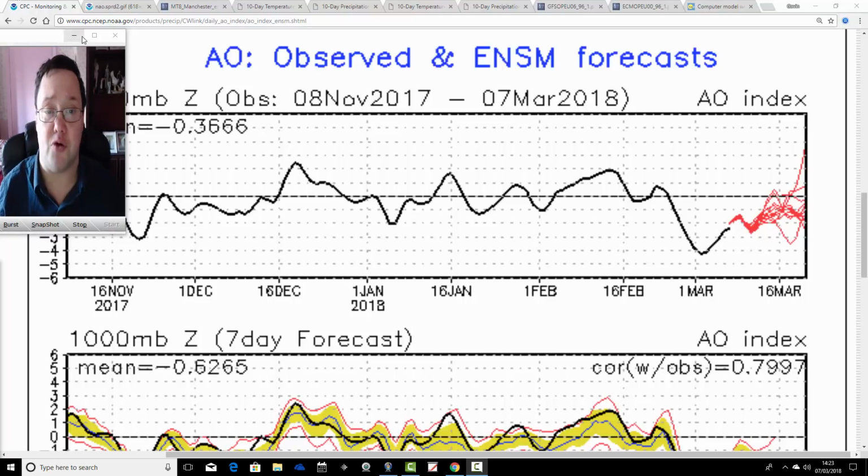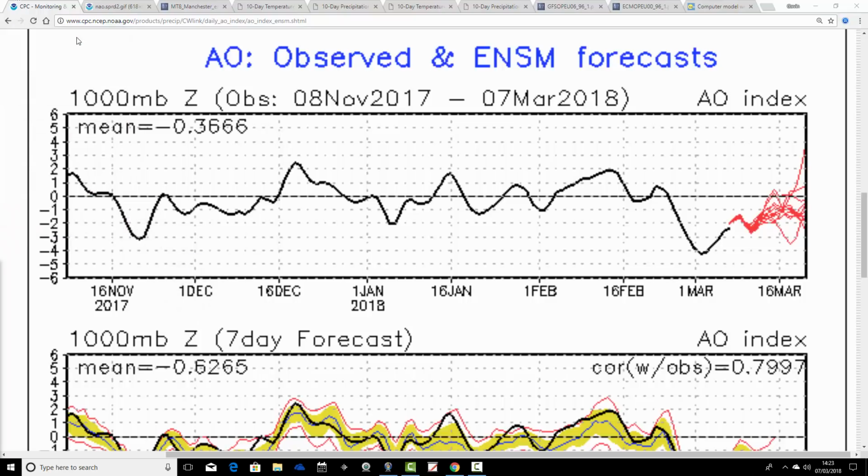We're going to start off having a look at the Arctic and North Atlantic oscillations. So this is the Arctic oscillation observed and forecast chart. The black line here tells us where we've been with the Arctic oscillation. The red lines at the end are where the GFS ensembles are forecasting the Arctic oscillation to go. It's just an index that's reflecting the state of the atmosphere over the North Pole. It's not driving anything. It just tells you what the atmosphere is doing.